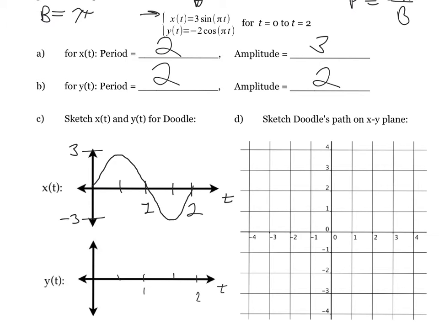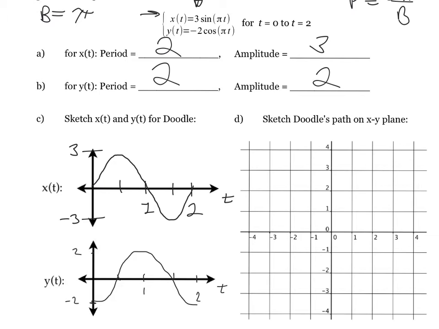Cosine starts at +1. Our function has a -2 multiplied by that. So our function is going to start at -2. And it will go through the t-axis and be maximum at 1 and go back down and return to -2 at t equals 2. Maximum value over there is 2.